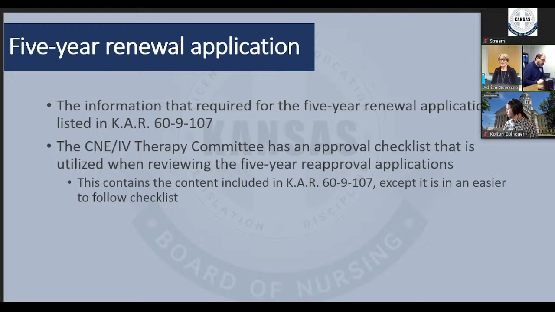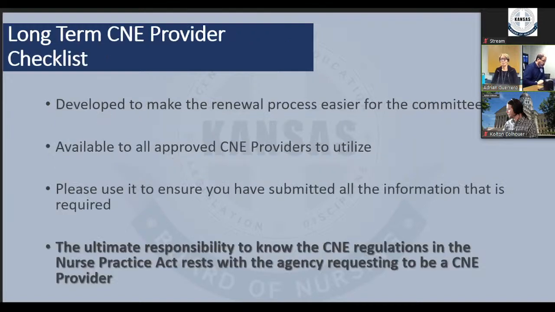But it truly is the content that's in 60-9-107. It's just an easier to follow checklist. It's what we use when we get an application in. We pull out this checklist and we go through it. And then the CNE committee also reviews applications, and they have a copy of this checklist. So we're actually going to go over this checklist today, here in just a few minutes. Next, Colton.